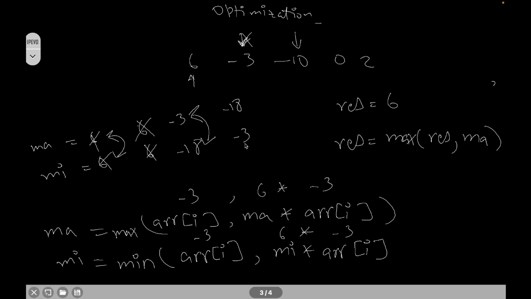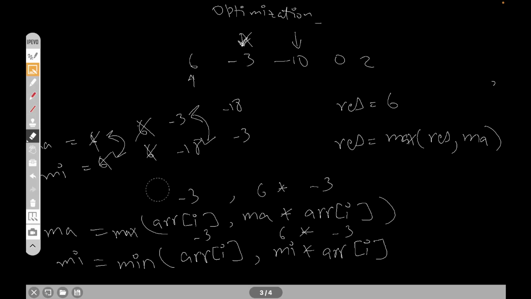So again, the same, we will go to the equation. So at this time, array of i is -10 comma ma, which is -18 into -10. Similarly, -10 comma minimum, which is -3 into -10. So this is -10 and this is +30. So minimum of both of that will be -10. Here it will be -10 and -18 into -10, that is 180, and 180 comma -10. So maximum of both of that will be 180 and that will be stored in our ma. That is 180.